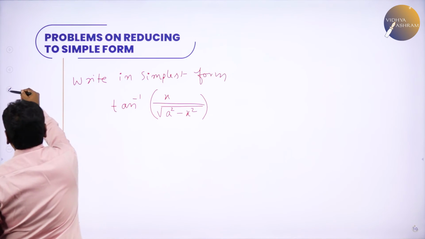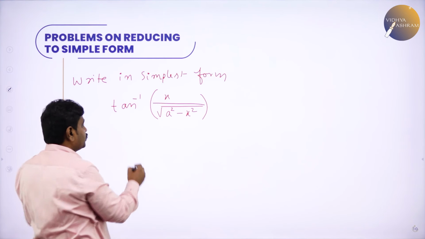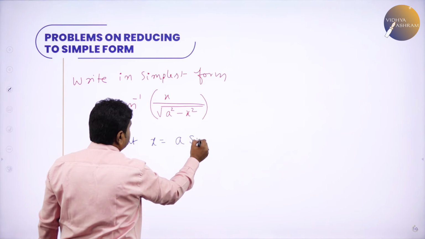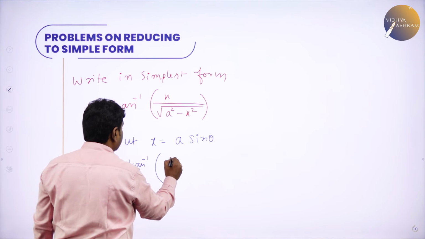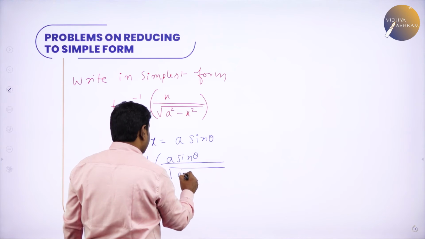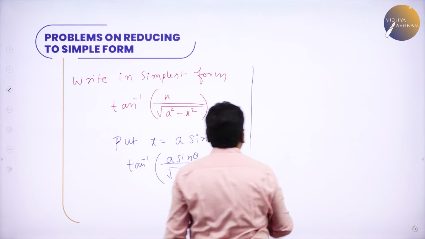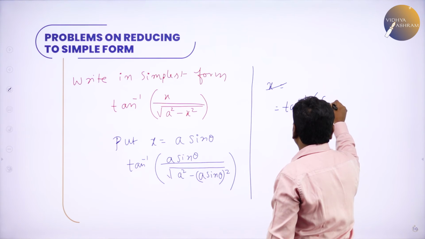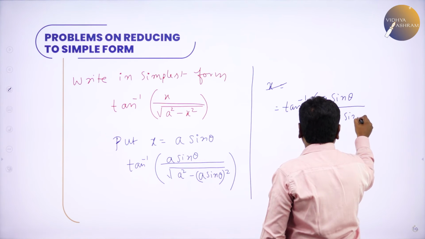To write this in simplest form, I should simplify. To simplify, I should observe substitution. What is the substitution? Put x is equal to a sin theta. Why? Because I saw a square minus x square. So it will become tan inverse of, in the place of x, I'll put a sin theta divided by root of a square minus a sin theta the whole square. Further, you substitute this, tan inverse of, we get numerator a sin theta, denominator a square, you take out common, it will become 1 minus sin square theta under root.